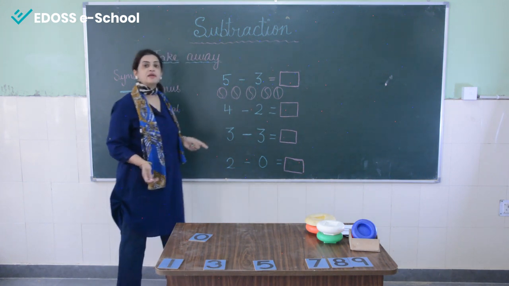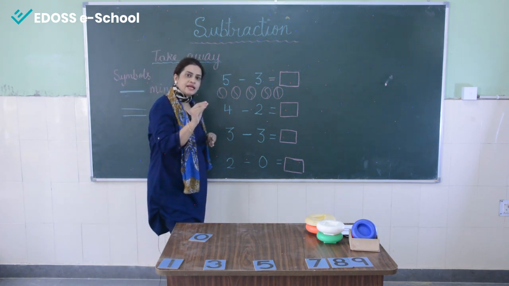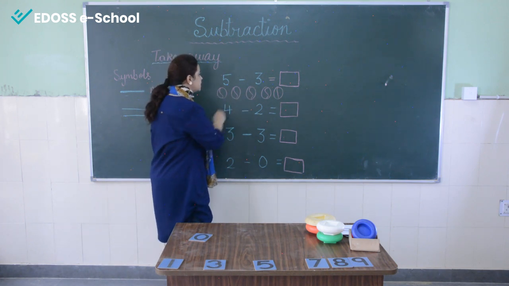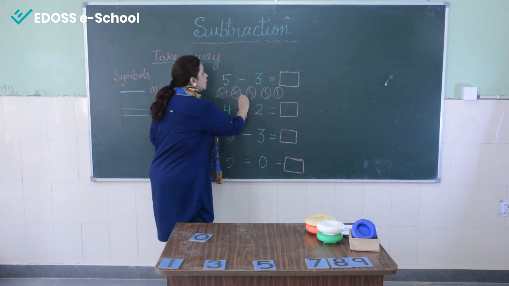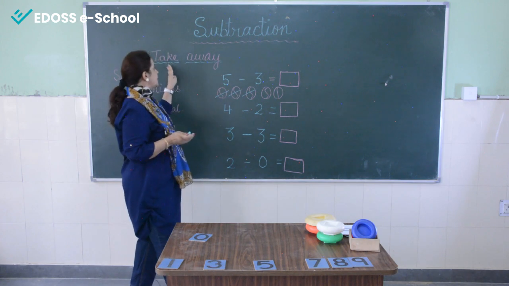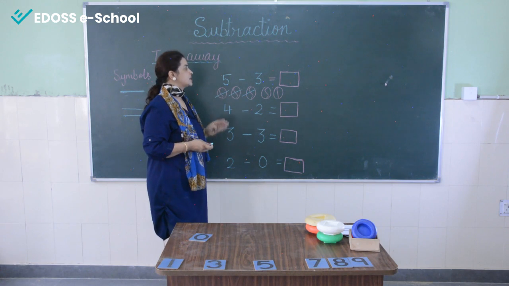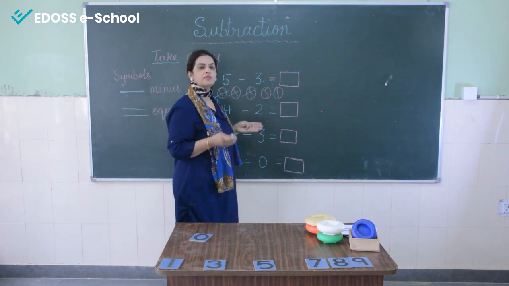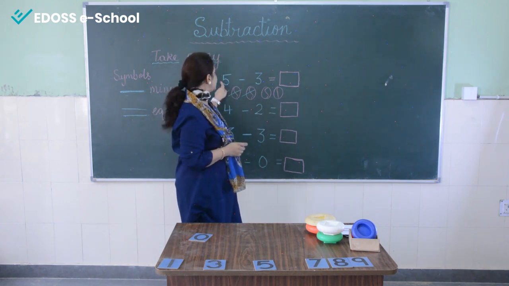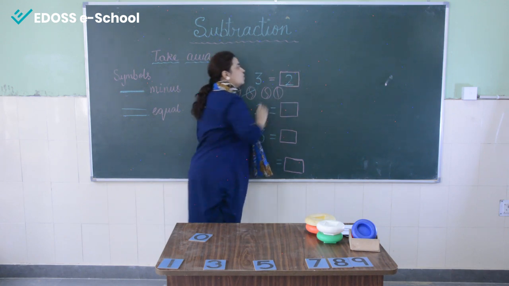So in addition we do more numbers, but in subtraction we will be deducting. We will strike 3 balls. So I will cancel 3 balls. 1, 2, 3. Why? Because subtraction means to take away, to give away. So I am subtracting 3 balls. And now let's see how many balls are remaining. 1 and 2. So we can read it as 5 minus 3 is equal to 2.